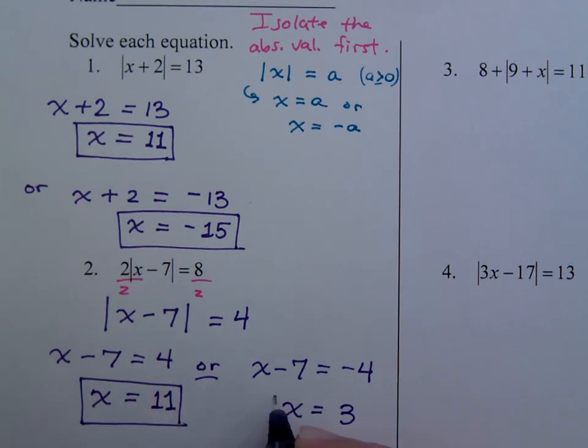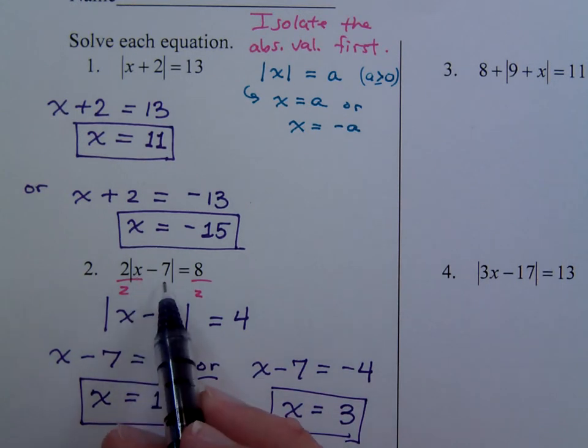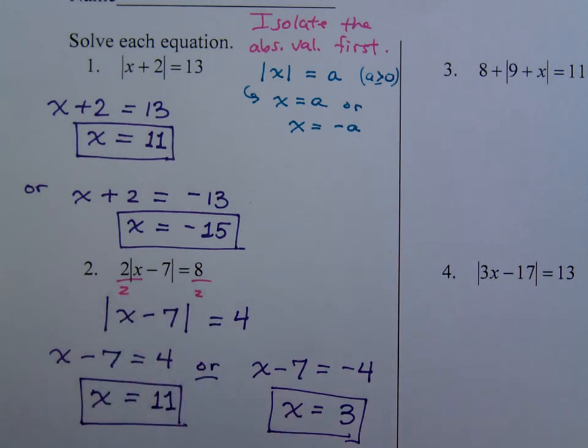And these guys are fairly simple to check against the original. If I were to plug in 3, 3 minus 7 is negative 4, but the absolute value of that is positive 4, times 2 is 8. And you can easily check 11 as well.